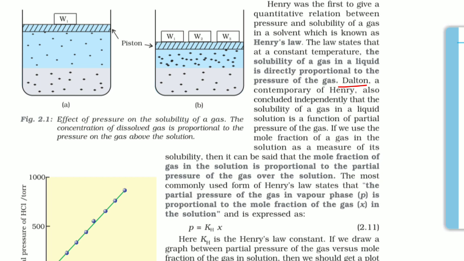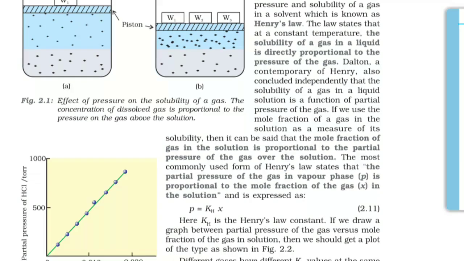So in other words, we can represent Henry's statement like this: the partial pressure of the gas in the vapor phase is proportional to the mole fraction of the gas in the solution. What is the meaning of it? The mole fraction of the gas, which is x, means the concentration of the gas particles inside that solution, and it is directly related to the partial pressure of the gas. That means if you increase the pressure, then the concentration of the gas particles present in that solution will increase. So simple.